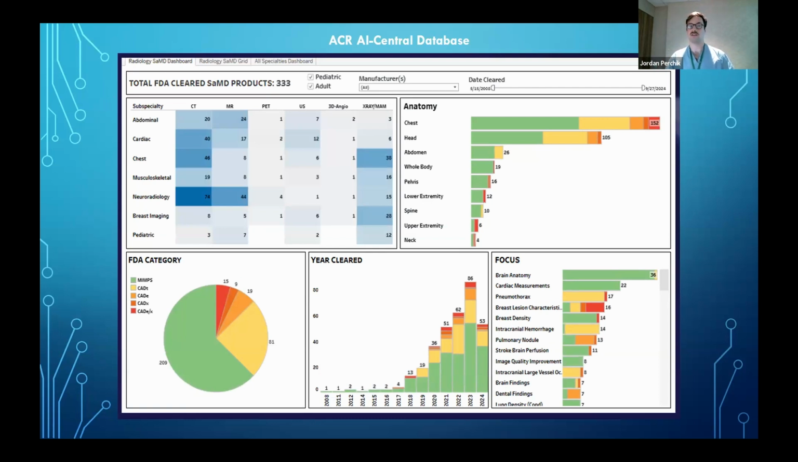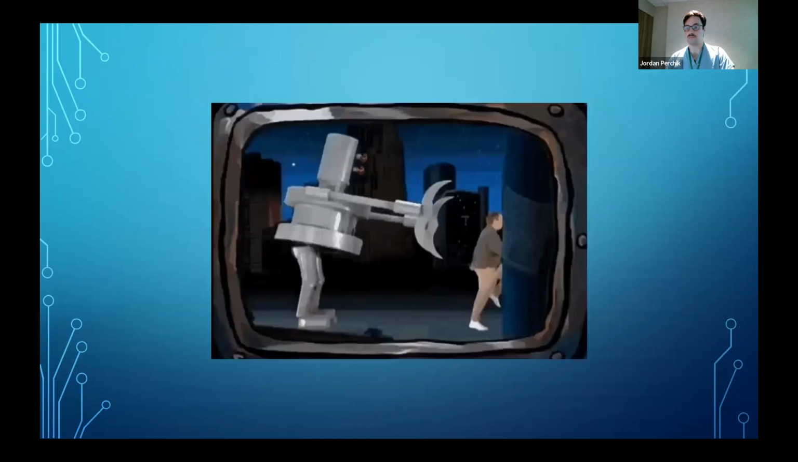This is called the American College of Radiology AI Central Database. And this breaks down the total number of applications that are in different categories. So you can see we have applications across the body for a number of different focuses, number of different types. And I mean, there are hundreds of these. As of yesterday, it was 333, and there will probably be more by the end of the year.